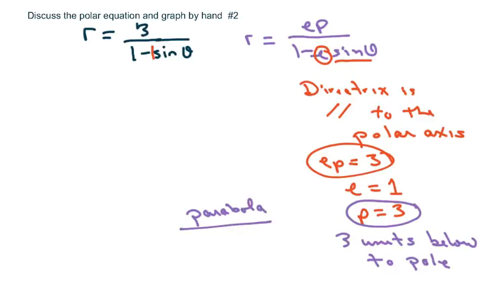All right, so let's go ahead and try to graph this. Basically, my directrix is going to be 3 units below the pole. That's what the p was. So I go 1, 2, 3, and draw the directrix. All right. And now I have my origin here, or my pole.